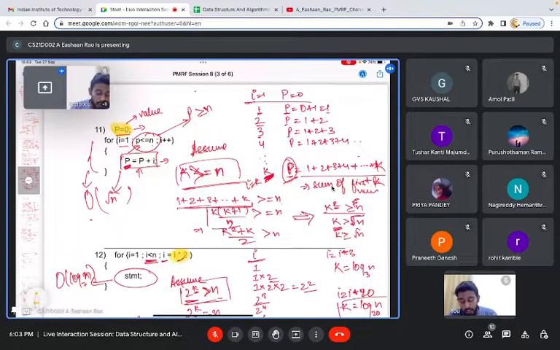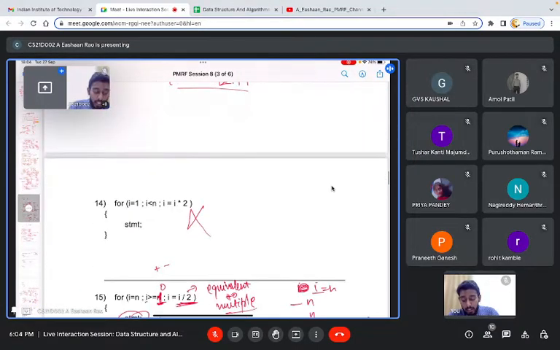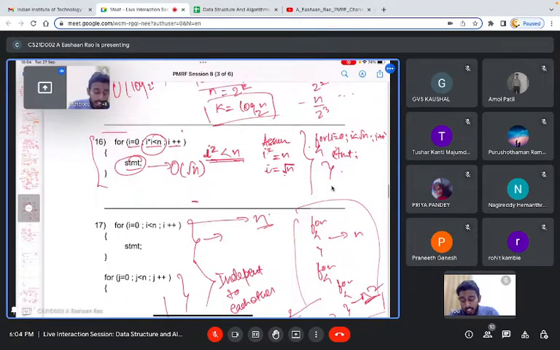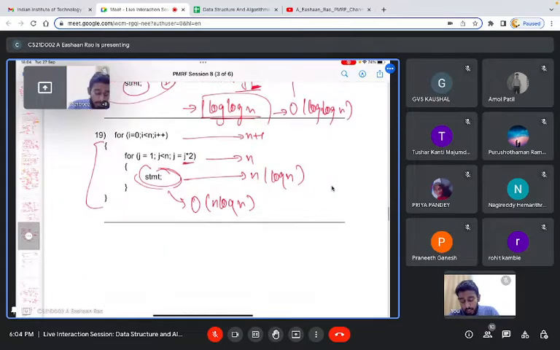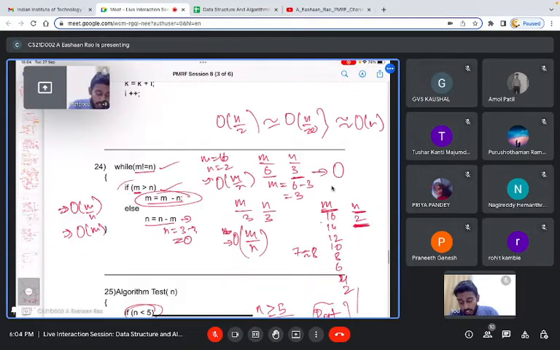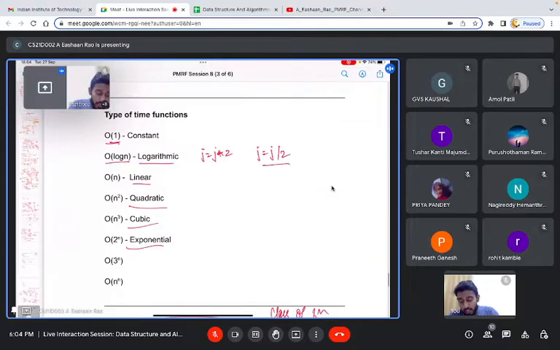Also, if the variable in charge is incrementing in terms of multiples, like it's multiplied or divided by certain things, then we looked at how the values will change. So all these things we have looked at, and we came to a certain understanding that we have certain kinds of functions, which we call time functions, that we are usually going to see in the time complexity area.